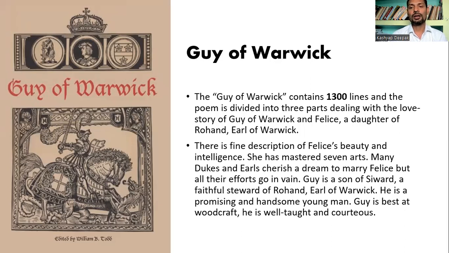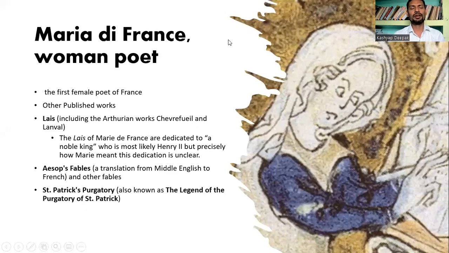Guy is the son of Segard, a faithful steward of Rohand, Earl of Warwick. He is a promising and handsome young man. Guy is best at woodcraft and is well taught in courtly manners. So this is the story that we have, and now we come to some French part.